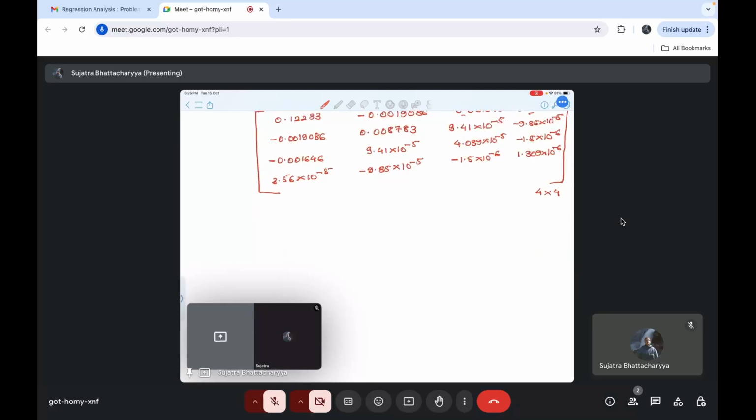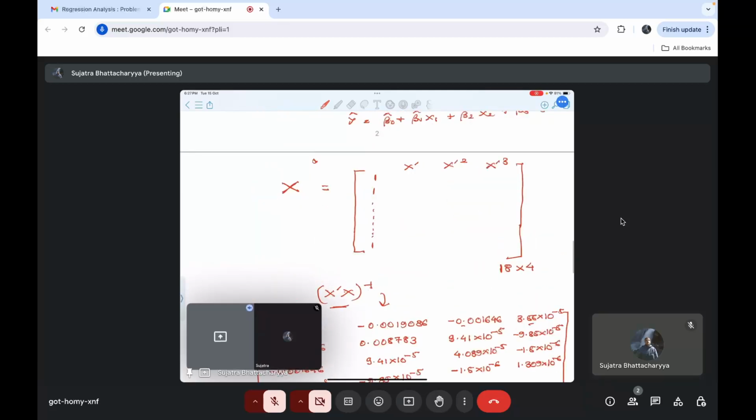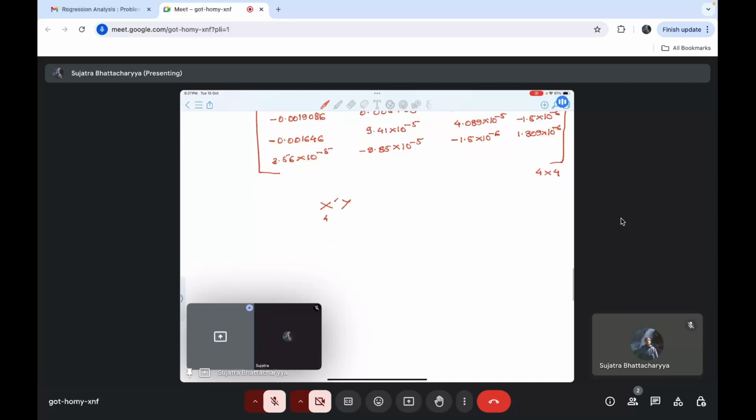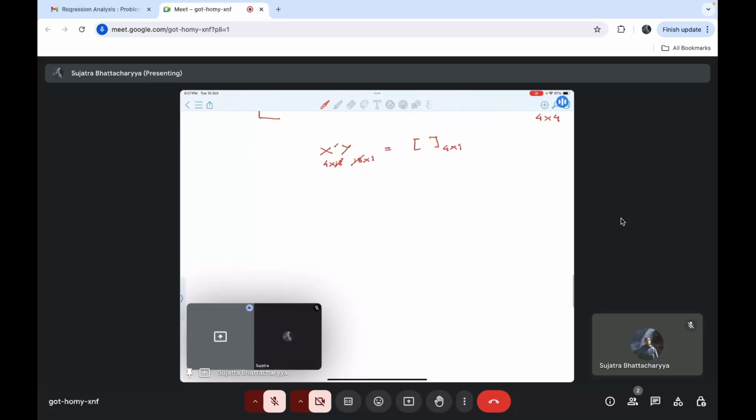Okay. Now, another thing which we need to calculate is X prime into y. So you can do it easily because the y column is also there in the data, and X prime can be calculated as a transpose of this. So it will be a 4 by 18 matrix. So you can see that this X prime will be a 4 by 18 matrix. This will be an 18 by 1 matrix. So finally, whatever the result will be, it will be a 4 by 1 matrix. Right?